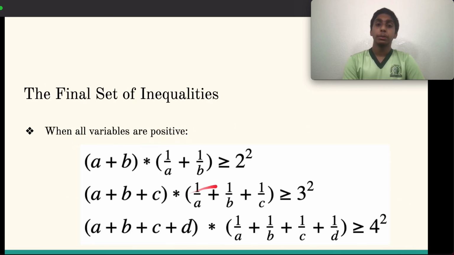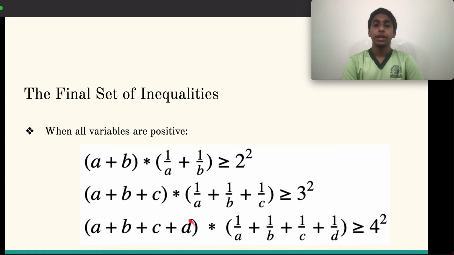And here are our final set of inequalities. So when all the variables are given here and they're all positive, you can do A plus B times 1 over A plus 1 over B is greater than or equal to 4. Here we have A plus B plus C, so we're simply expanding it, right? We're going to add on this 1 over C term, and this is going to become 3 squared.